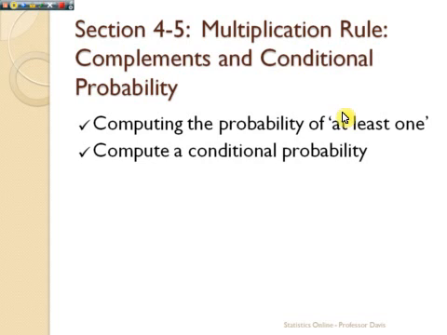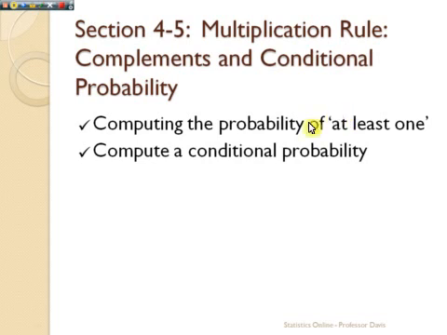And then Triola also has some examples on computing the probability of at least one. And you can think of the computing of at least one as being computing the probability of one success or more, or the complement of no successes happening. You can think of it that way too. So make sure you look over those applications on computing the probability of at least one. And many times those involve independent events.